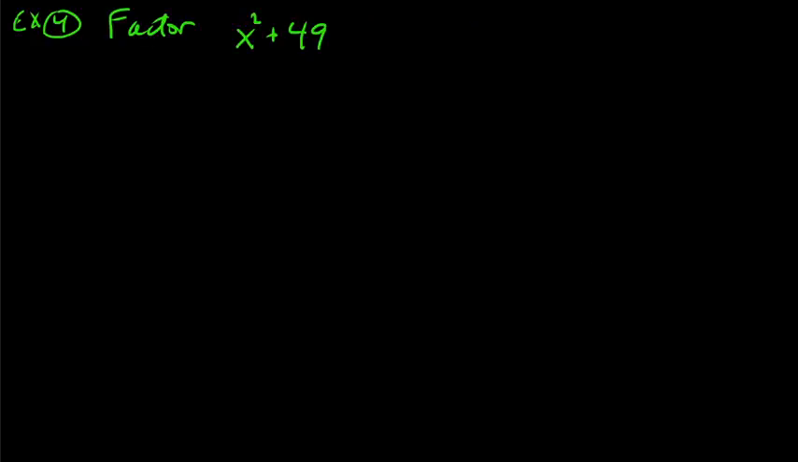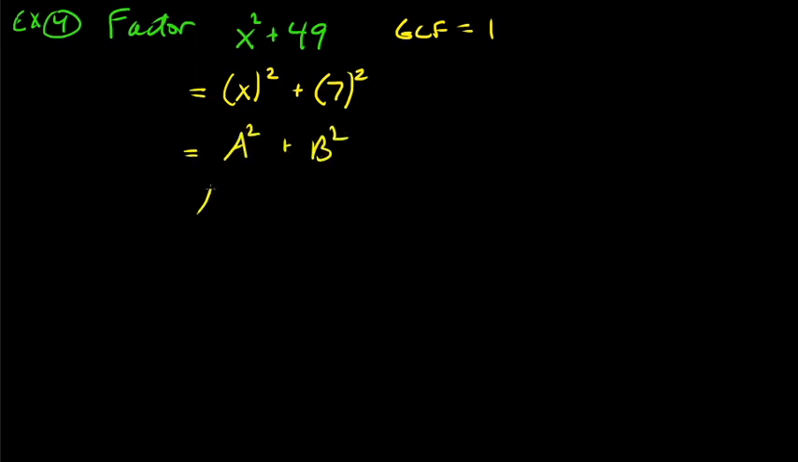Okay. Next one is x squared plus 49. Okay, so here it should be clear that the GCF is 1. Now we look for perfect squares. So obviously x squared is a perfect square. It's just x squared. And 49 is 7 squared. 7 times 7 is 49. So this is a squared plus b squared, where a is x and b is 7.